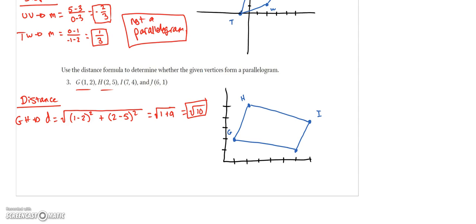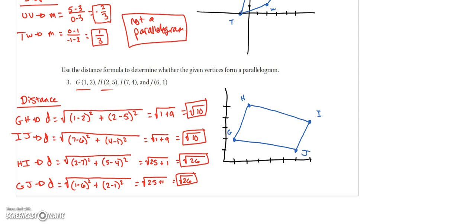You go ahead and do that work by yourself. So go ahead and pause. Okay, so hopefully you were able to see we proved that HI and GJ were congruent, and GH and IJ were congruent. That is enough to prove that this is a parallelogram.